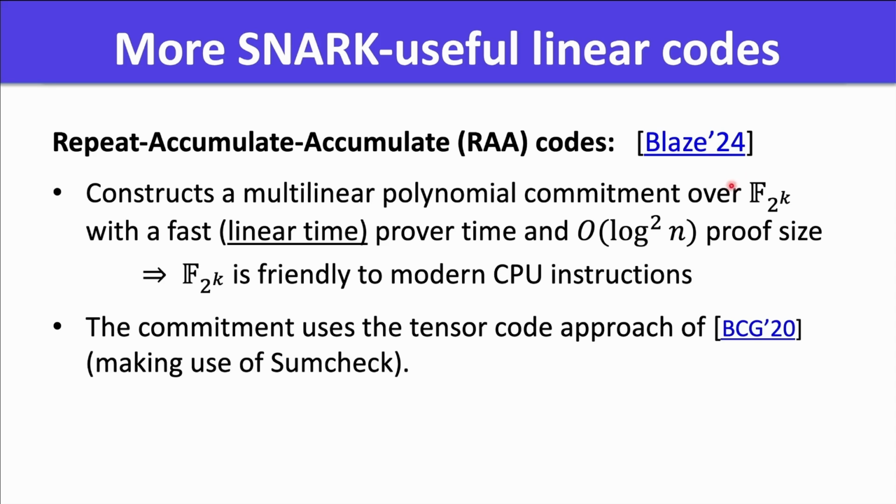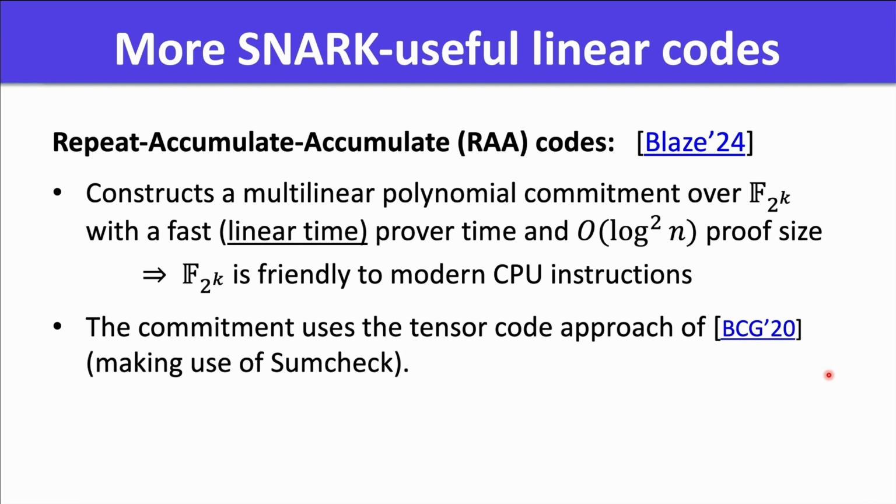The scheme works over binary fields, which are great because computers are very good at arithmetic over a binary field. The code has a linear time encoder, and as a result, we end up with a linear time prover and a reasonably sized proof, which is still larger than what we would get from FRI, but much shorter than what we would get from Brakedown. And again, this method is based on sumcheck, so we're not going to talk about this today.